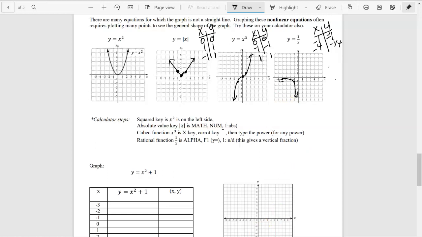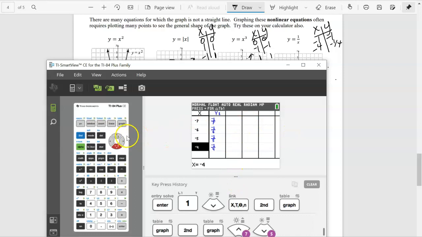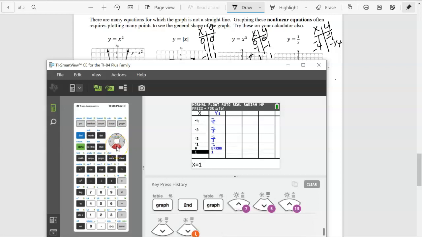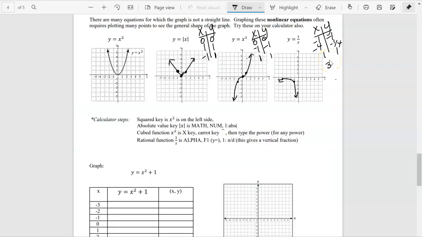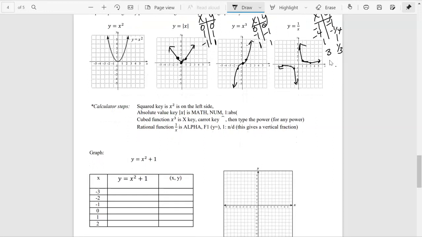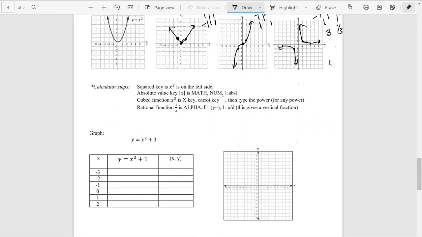Okay, let's look at some positive numbers. Remember, 0 is undefined because you can't divide by 0. We can do (1, 1) and (3, 1/3). So (1, 1) is right here. (3, 1/3) is going to be just a little bit higher than the 0. And remember, this kind of makes like a split U. So those are our base functions that we're going to be talking more and more about.